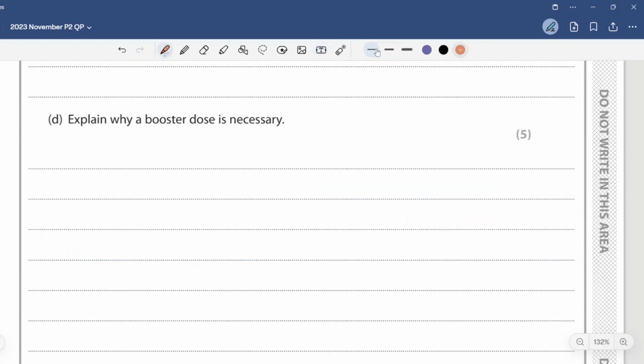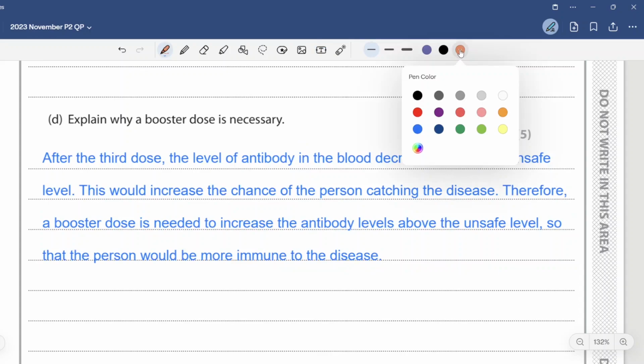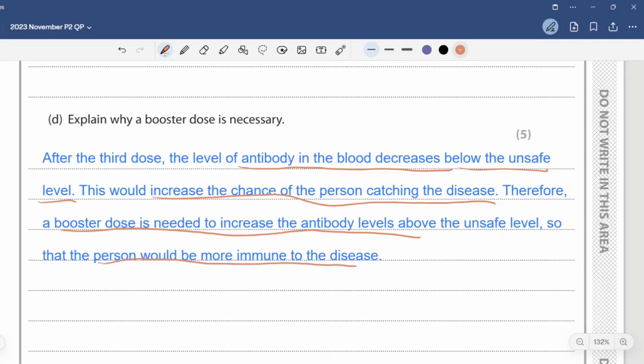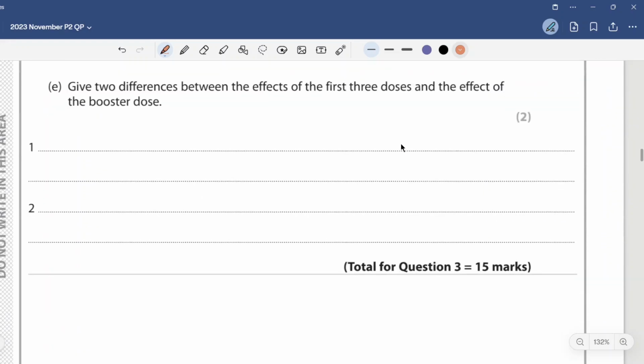All right, let's go over the marks. The first one, antibody levels would fall below the unsafe level. That's 2 marks over there. The third mark is greater chance of that person catching the disease. Fourth is the booster dosage is needed to increase the antibody levels above the unsafe level. And the fifth mark is so that the person would be more immune. All right, let's move on to part E.